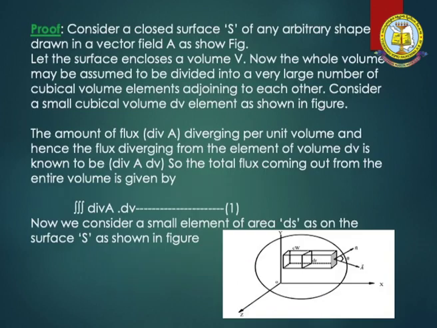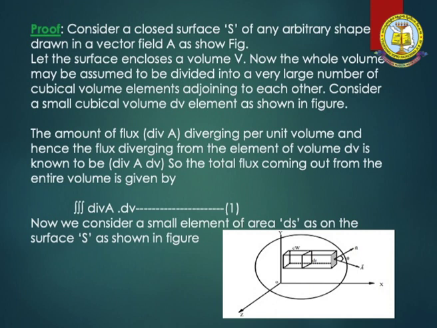Let us consider a surface area S of any arbitrary shape with a vector field A, as shown in this figure. Here, these are the x, y and z directions, this is the cube, and let us consider the vector A and the unit vector n cap. The angle between them gives A dot n cap equal to A cos theta. The small volume is dv, along the x axis, y axis and z axis.